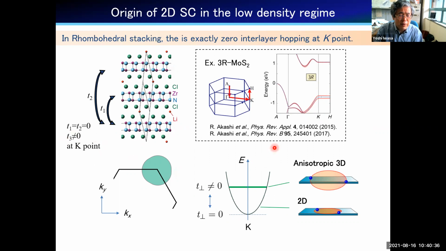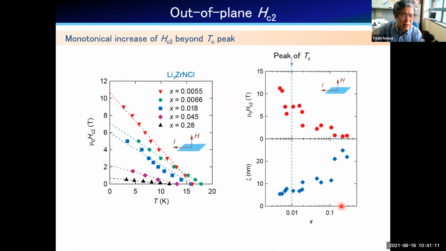What we are doing by reducing carrier density is this. If the carrier density is high, the Fermi energy is distributed far from the K point. But by reducing the carrier density, it's getting closer to exactly the K point. That's why interlayer interaction is dramatically reduced by reducing the carrier density, and then it becomes more and more two-dimensional. This is what is occurring in the multi-layer systems in the rhombohedral stacking.